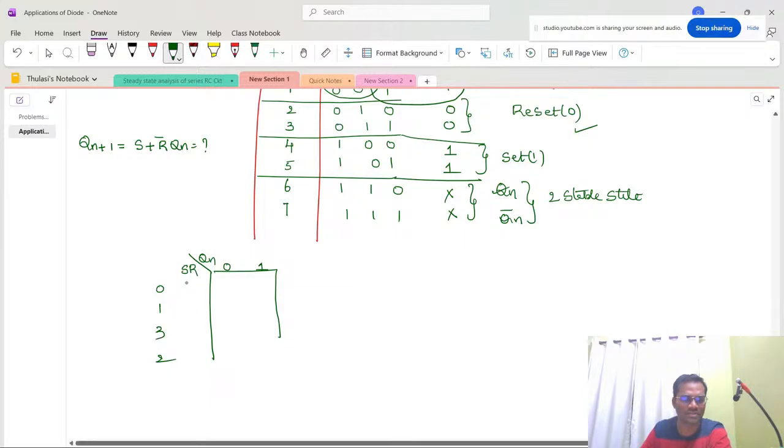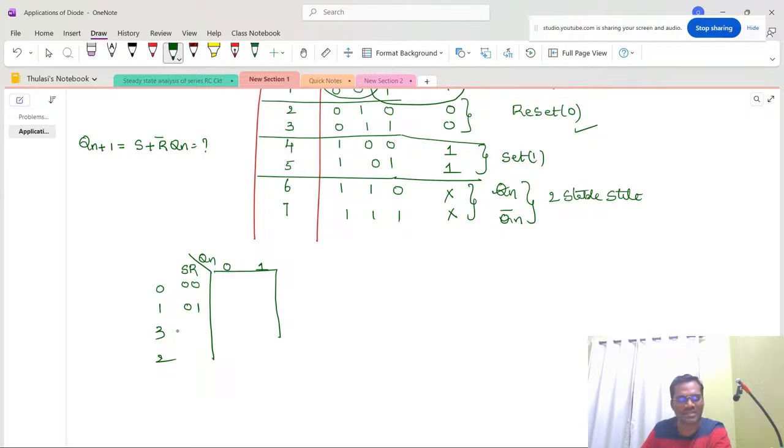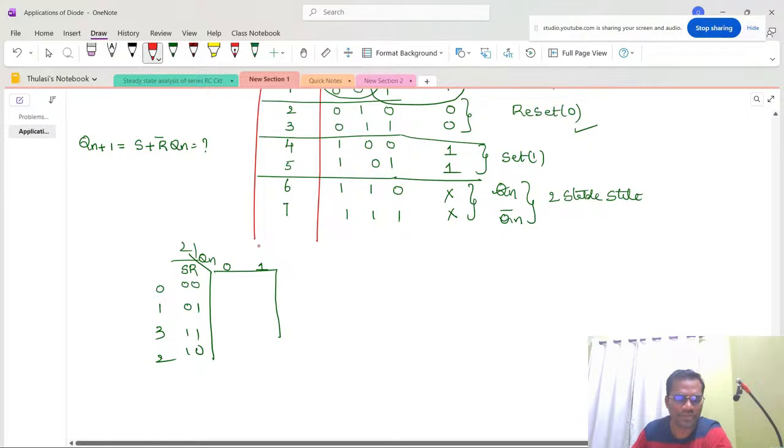So you can write down 0 as 0, 0; 1 as 0, 1; 3 as 1, 1; and 2 as 1, 0. This is how we are going to get it, starting with Q. So here we can write this as Qn. If it is Qn, what is 0, which is called Qn bar.